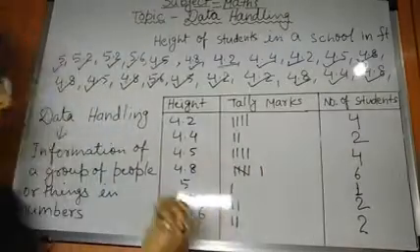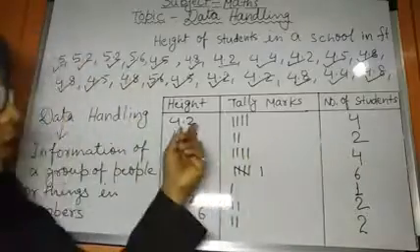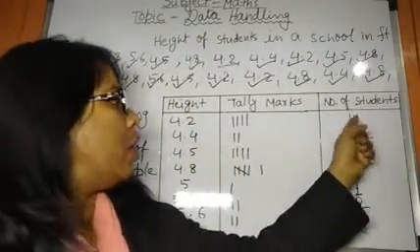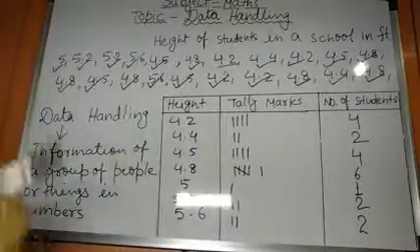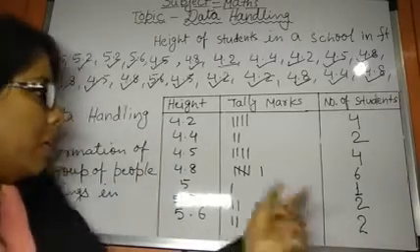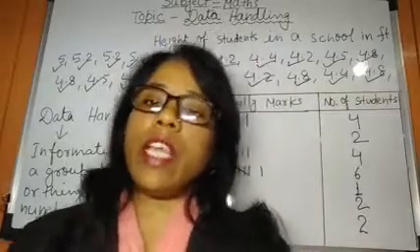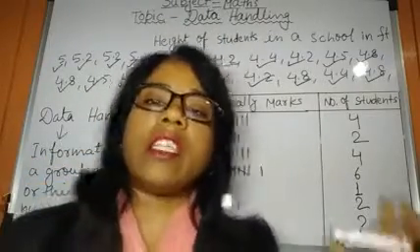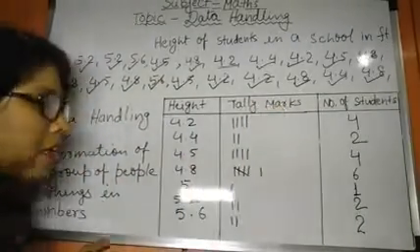You can find it very easily that in your class, the height of 2 students is 4.2 feet, the height of 4 students is 4.2 feet, the height of 2 students is 4.4 feet, the height of 4 students is 4.5 feet. This is called data handling, which means data has been arranged in a proper manner, and this part is called tally mark.